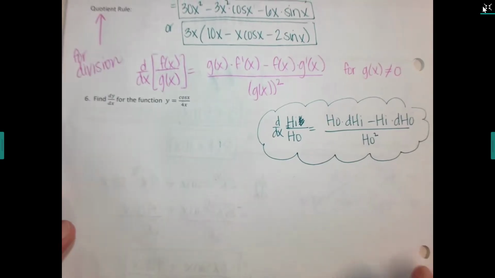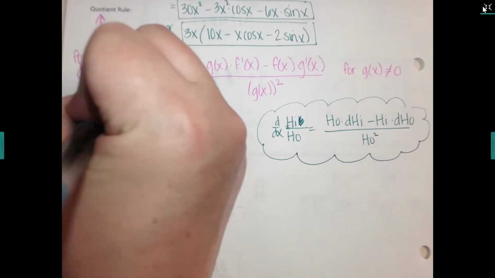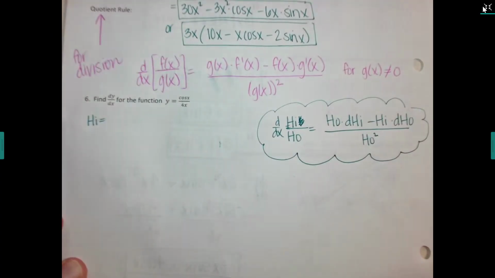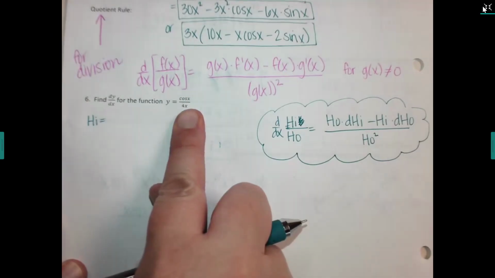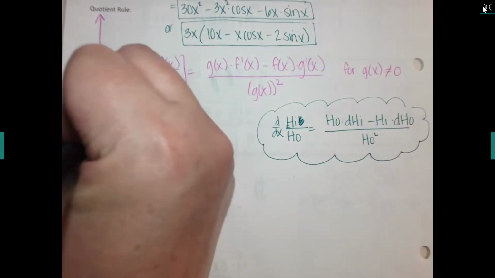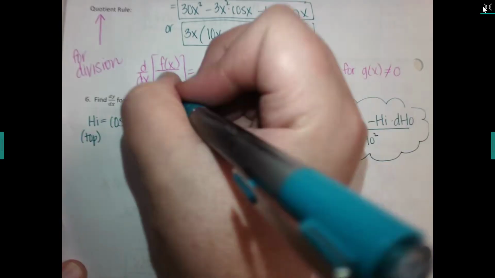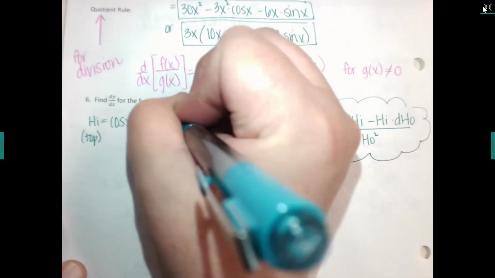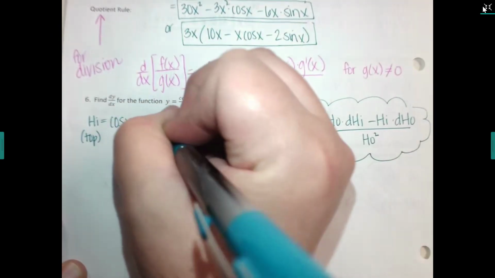All right, so once you have that written down, let's do number 6. The high is the top. What is the top function in my fraction? Cosine x, very good. That's the top. And then ho is the function on the bottom, which is a 4x.